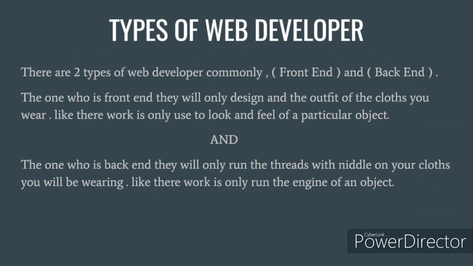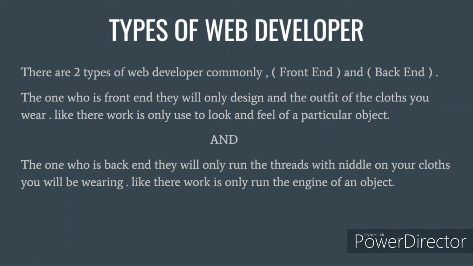Next is types of web developer. There are two types of web developer: front end and back end. The front end developer only designs, like the outfit of the clothes you wear. Their work is only the look and feel of a particular object. Suppose you have a t-shirt, and this t-shirt has an RGB design or any kind of design. The front end developer will make the design of a website, how the website is going to look. These are all made by front end development.